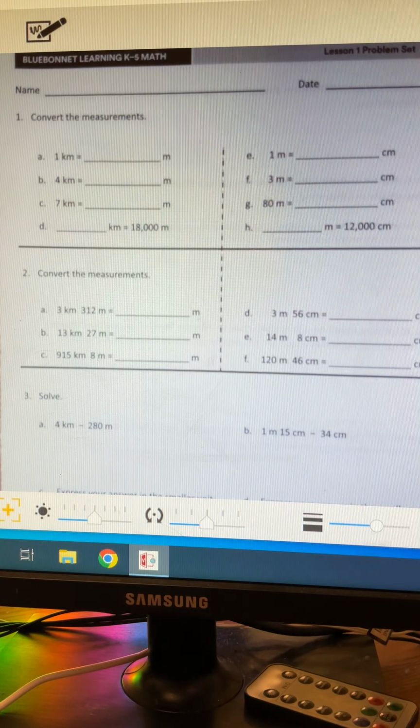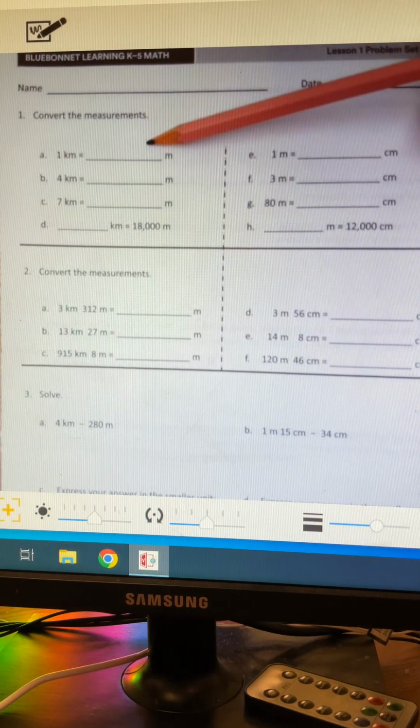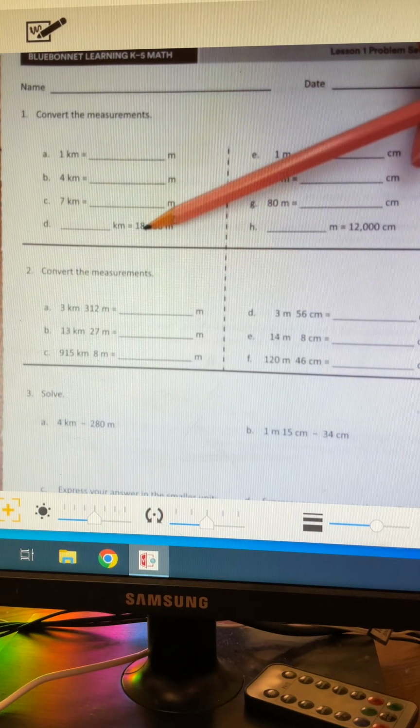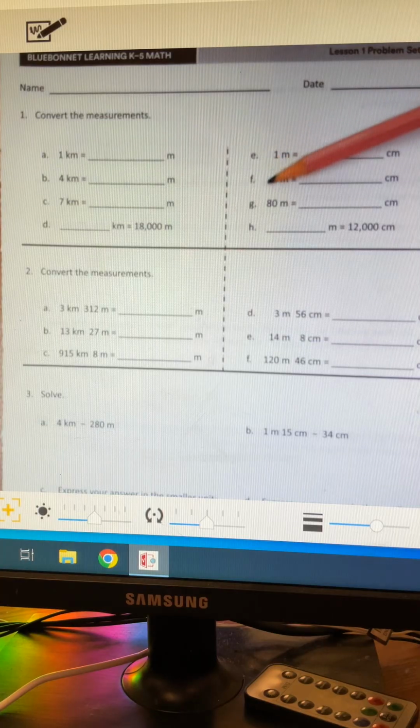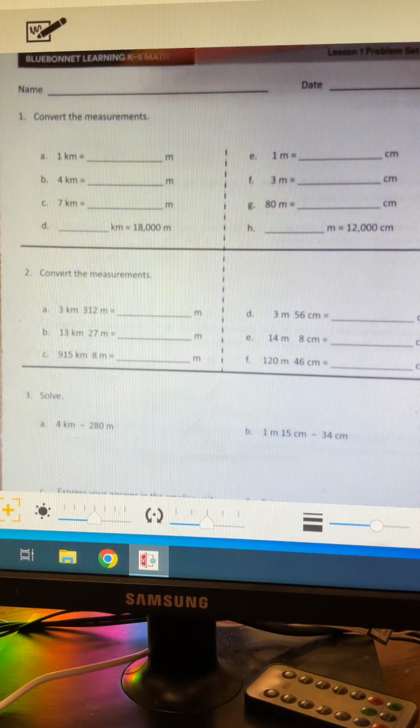I wanted to make a quick video to help walk you through some of these before you start doing them on your own. I'm going to do problem 1 with you, A, B, C, and D, and then you get to do E, F, G, and H. Before we get started, be sure you put your name on the top of your paper with your class number.